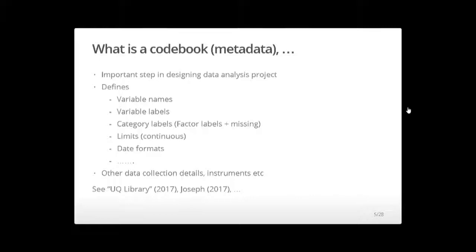The codebook is an important step in designing a data analysis project, and it defines things like variable names, labels that you might use in plots, and category labels, so we call them factor labels in R, including missing ones, and we need to handle our missing data. It also defines limits if we've got continuous variables, so we might want to find values that are out of range, and we need to do something with those. It'll specify other things like date formats, and there'll be all sorts of other things that we can include in our codebook, including things that we don't really use in the analysis, but are useful information.